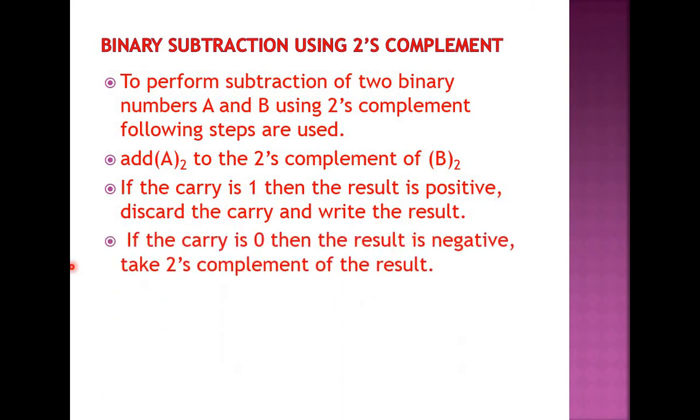And third step, if the carry is 0, then the result is negative, and to find the original result we have to take the 2's complement of the result. That means again we have to discard the carry, and the remaining result is used to find out the 2's complement of that particular result. To understand this process, we take an example.